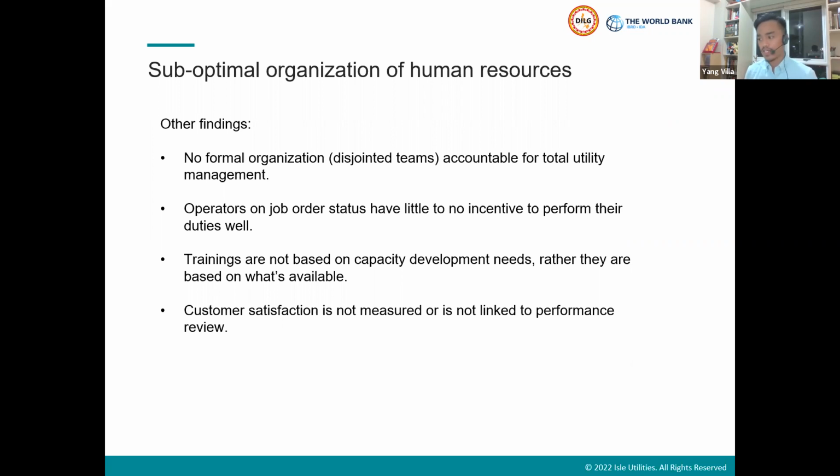Finally, customer satisfaction is not measured, or even if it is measured, it is unsystematic in most cases and not linked to performance review. Again, the idea is to incentivize the way our employees behave so that they prioritize customer satisfaction, including addressing intermittent water supply issues on a more timely and efficient basis. So all of these factors contribute to what we observe as poor organizational efficiency to address IWS challenges.